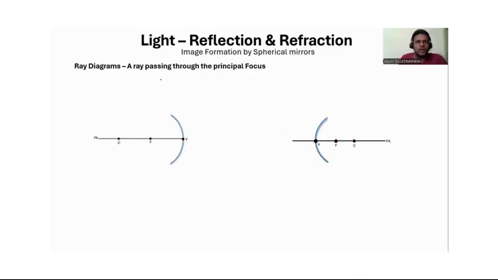Now, let's look at a ray passing through the principal focus. What is this mirror? This is concave, and this is convex. Now, what ray diagram do we need to see? A ray passing through the principal focus. What happens if a ray passes through the principal focus and is incident onto the concave mirror? This is the incident ray, going through the focus, and it is incident on the concave mirror.